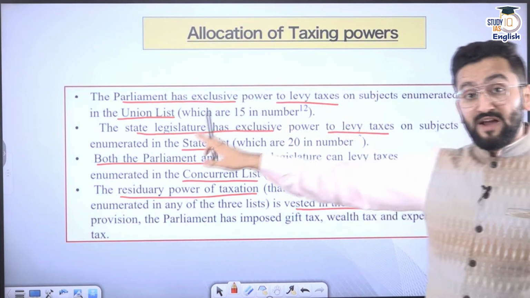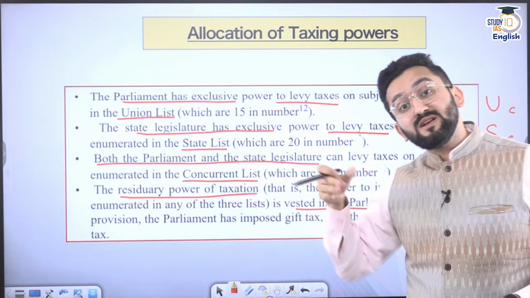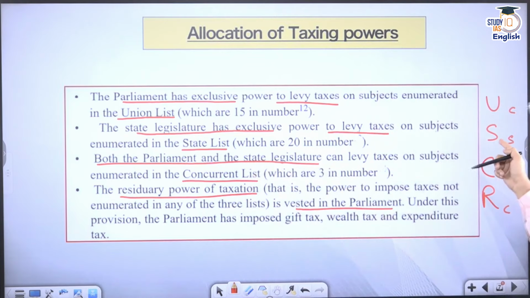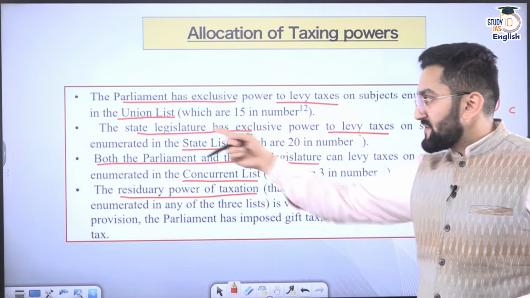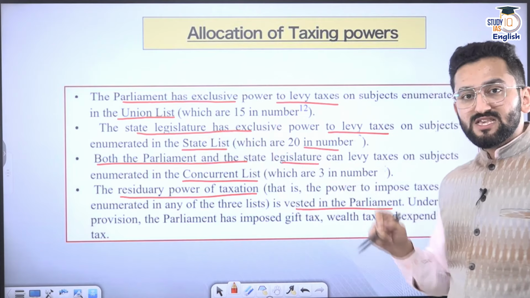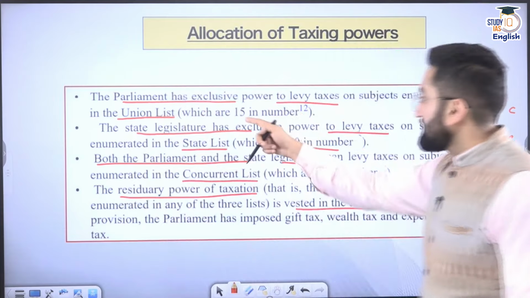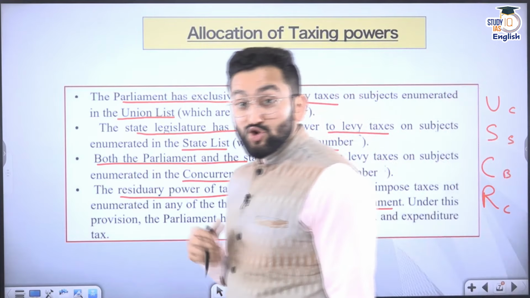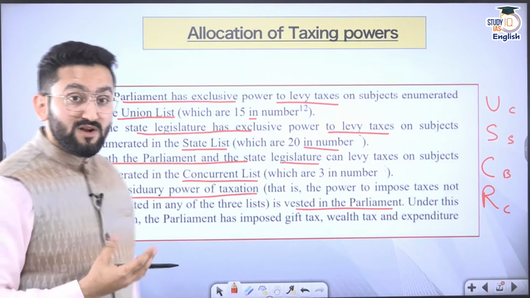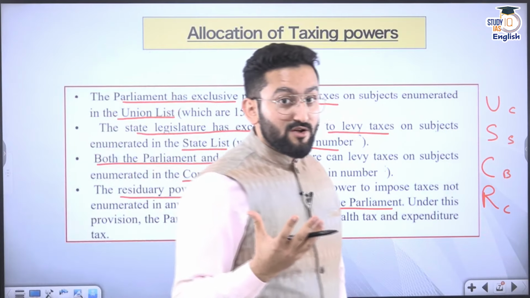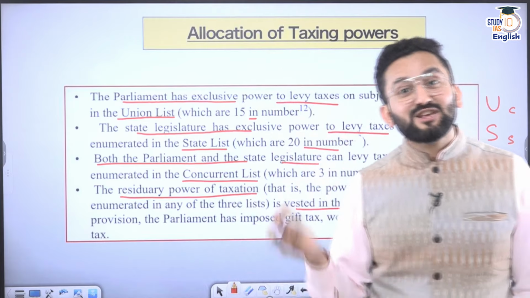The state has similar exclusive power with respect to subjects mentioned in the State List. So with the Union List, the center has power. With the State List, the state has power. You can see that when it comes to the State List, there are 20 subjects on which tax can be imposed. And in the Union List, there are 15. Then you might wonder, oh, the state government has more subjects on which tax can be imposed, so states must be richer than the center. But it is actually the inverse.